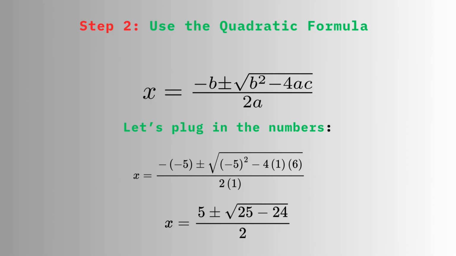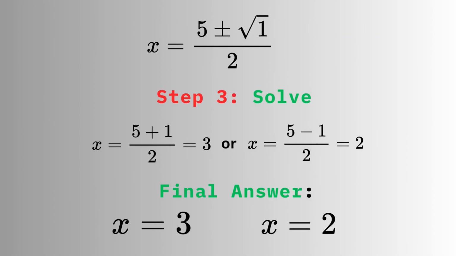Let's substitute these into the formula. X equals negative 5 plus or minus square root of 5 squared minus 4 times 1 times 6, divided by 2 times 1. That becomes x equals 5 plus or minus square root of 25 minus 24, divided by 2. X equals, open parenthesis, 5 plus or minus square root of 1, close parenthesis, divided by 2.